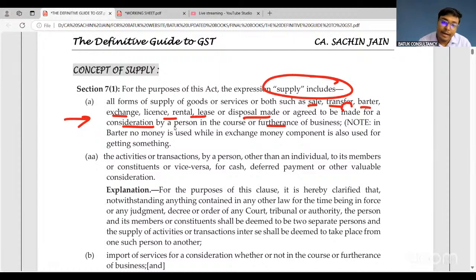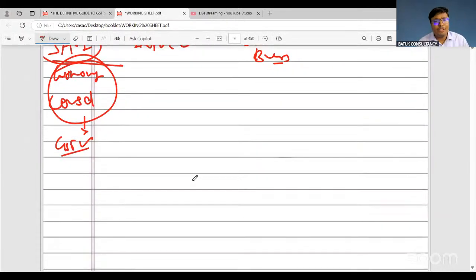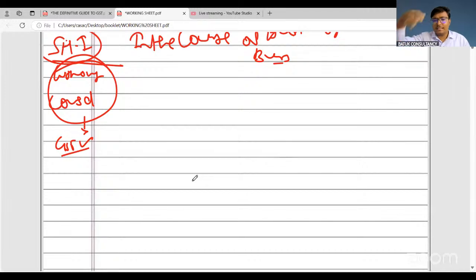Okay, now, yes, we have all decided that sale, exchange, barter, transfer, lease, rental, disposal, agreed to be disposal will be treated as supply. So now, whenever we receive the profit and loss account and financials of our client, we'll first check the income side of the profit and loss account. If there is any sale, exchange, barter, transfer, lease, you have paid the GST, you have shown the same in the GST return. That is our duty.